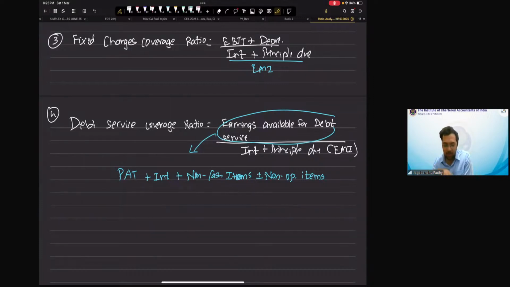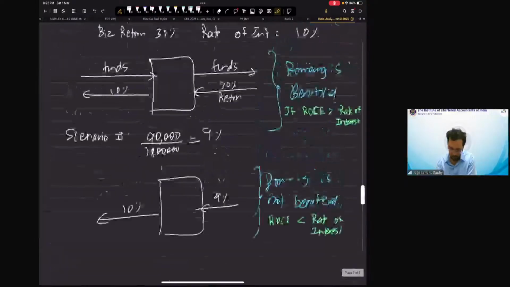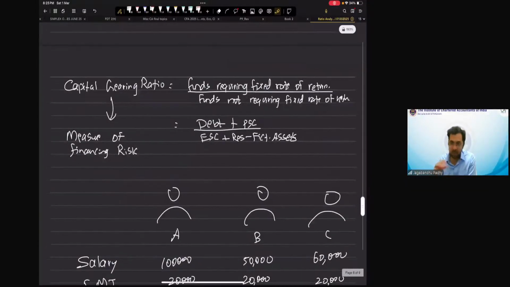Capital gearing ratio is the ratio that we have already discussed, which is the funds which require a fixed rate of return. Which are the funds on which you need to pay a fixed rate of return? It is debt and preference share capital. And in the denominator, funds which do not require a fixed rate of return are basically your equity share capital and all your equity funds or own funds. So equity share capital plus reserves minus fictitious assets.